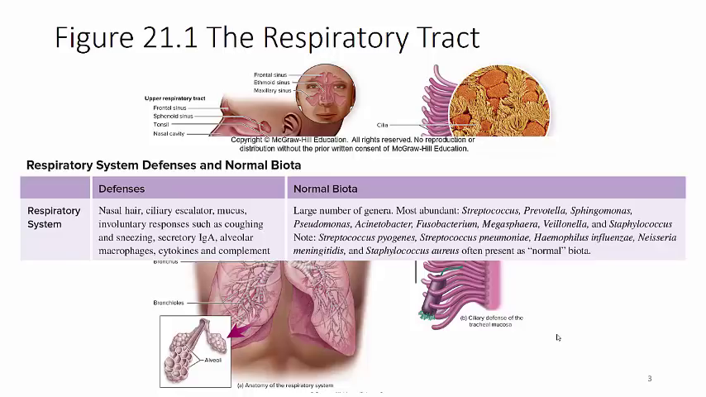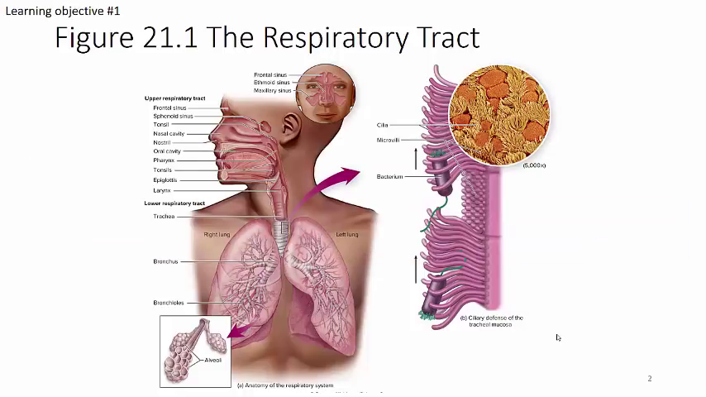In the respiratory tract, we have quite a lot of normal biota, so there's a lot of microbes that grow in the respiratory tract of a healthy person, and these will all prevent the growth of pathogenic microbes by microbial antagonism. However, in the very lower part of the respiratory tract, in the lung alveoli, we should not have any microorganisms growing. So this is an area of the body that is free from microbes.